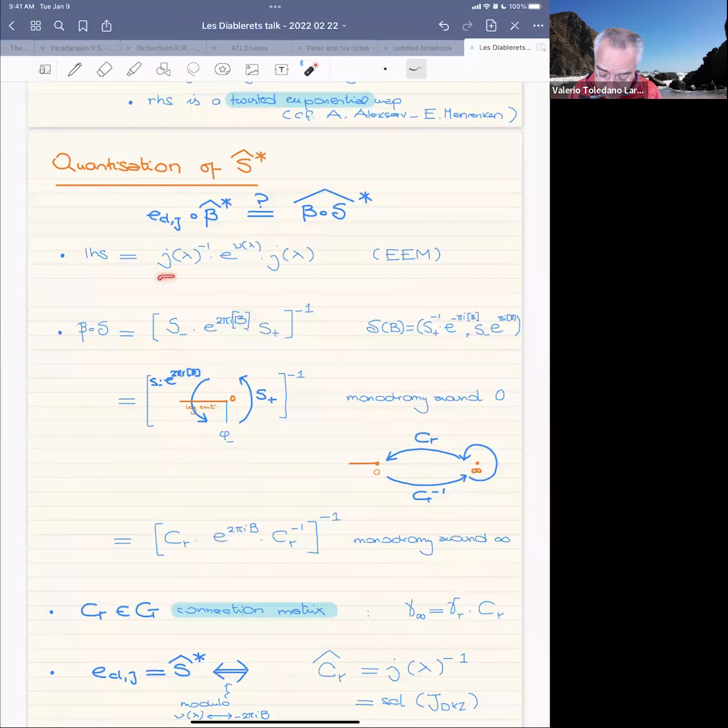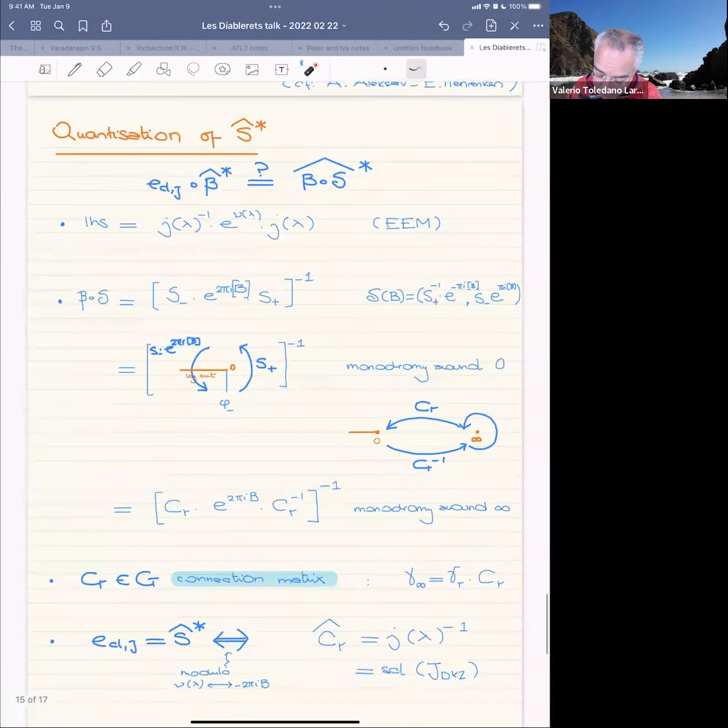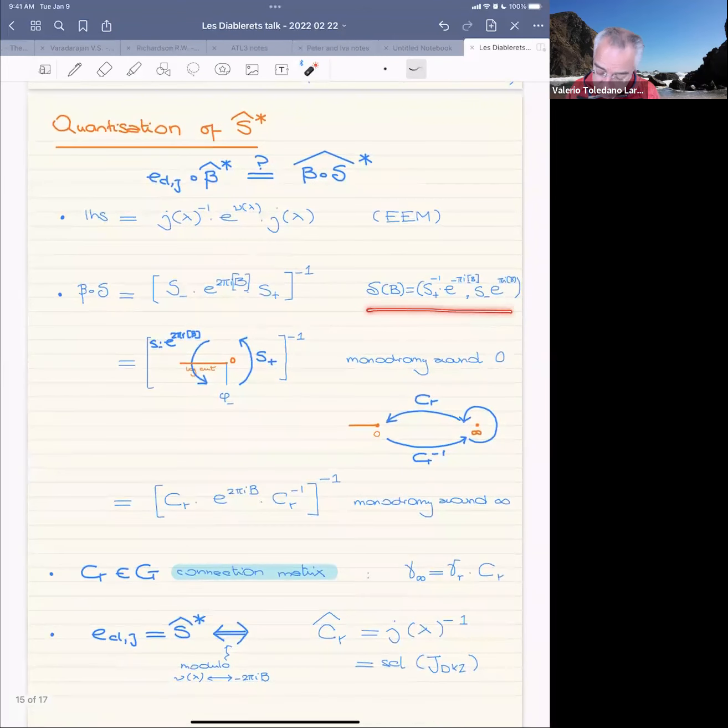Now the left-hand side is given by this formula that I just explained. And what is the Stokes map composed with the big cell map? By definition, it's just S plus e to the 2 pi i diagonal part of B S minus. That's just the definition of the Stokes map, which, as we've already discussed, this composition is nothing but the full monodromy of the solution phi minus around 0, inverted.